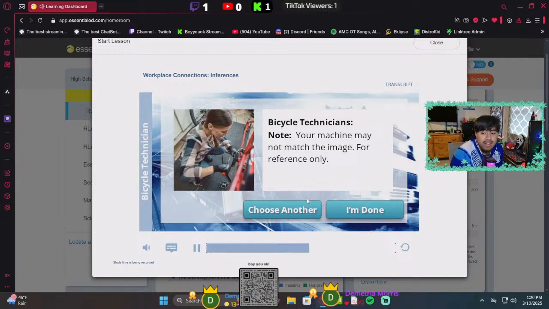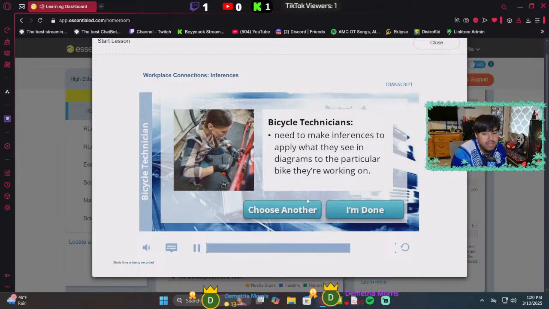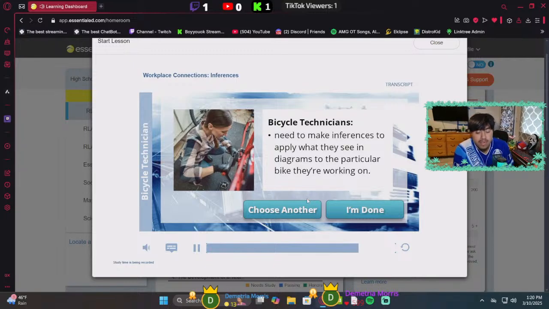Note: your machine may not match the image. For reference only. Manuals are often used for more than one model of similar bikes, and you'll need to make inferences to apply what you see in a diagram to the particular bike you're working on. Building your skills for drawing inferences will help you with all kinds of job-related tasks.